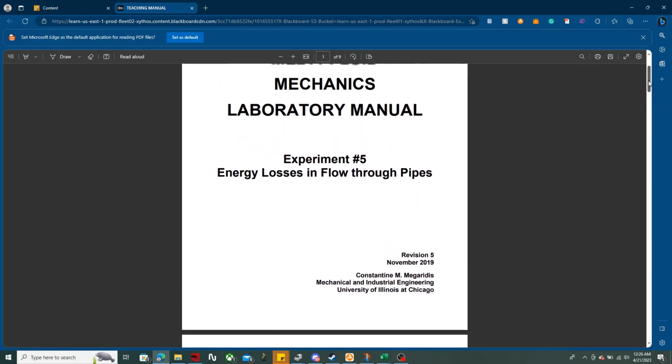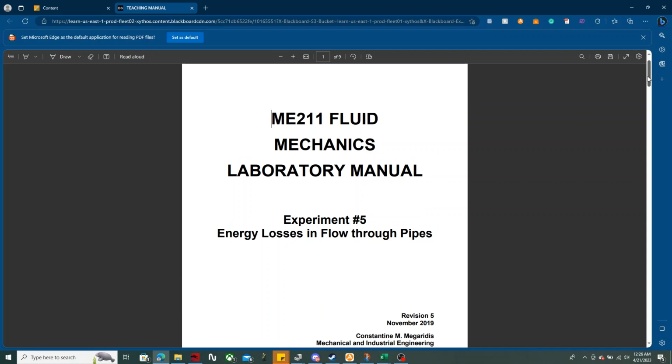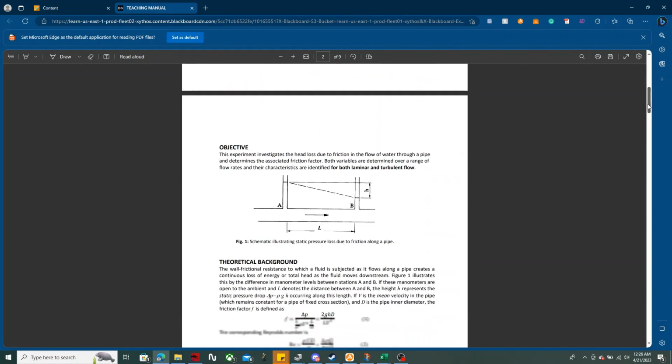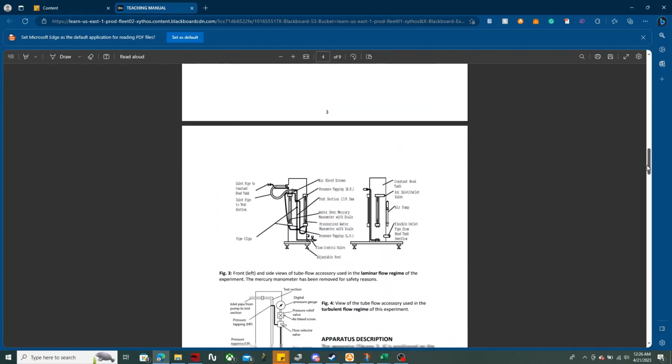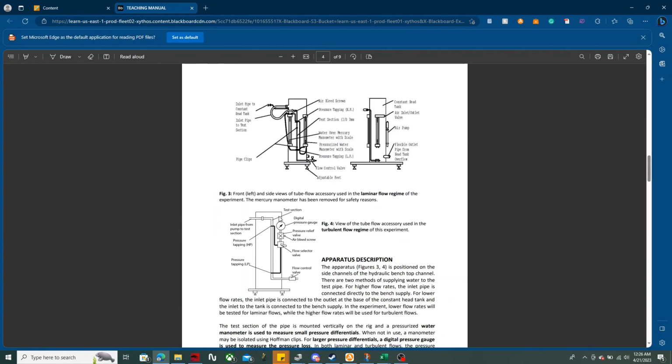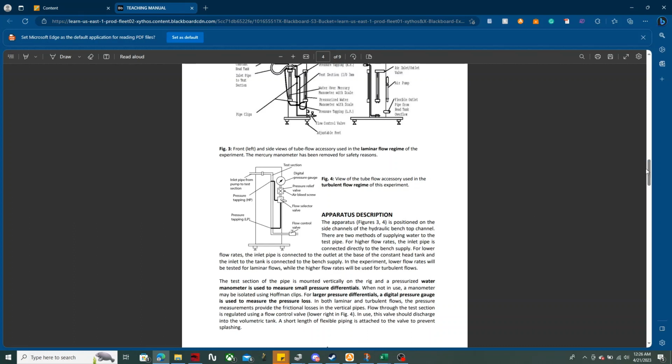So, we are looking at energy losses in flow through pipes. Essentially, you saw in lab, you had this device where water just went in through the top and out through the bottom. There's some pipe. You measure the pressure drop before and after some section using manometers or a digital pressure gauge, right? So how do we go about interpreting this data? What does this mean?